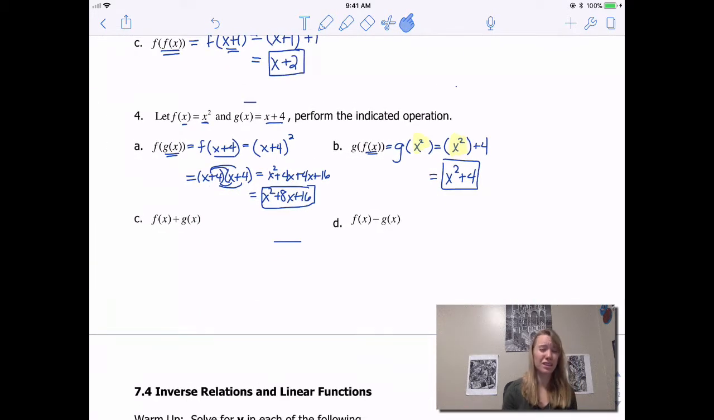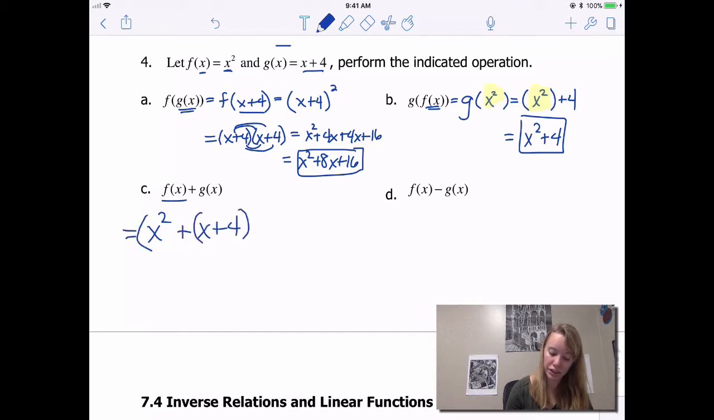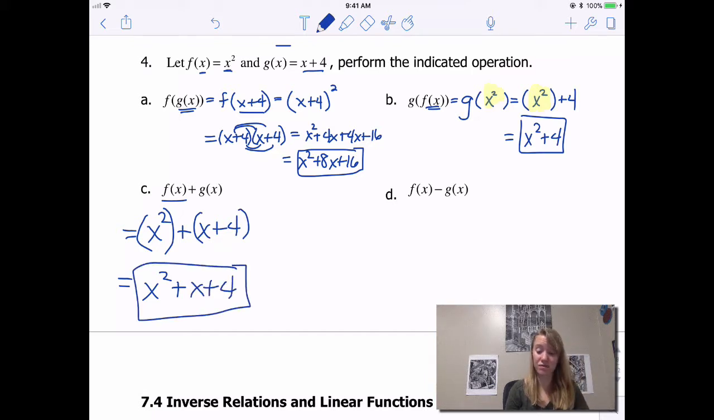Okay, so those are usually the tougher ones when you're just starting out practicing. So definitely look at those practice problems. But then just as a reminder of what we did last video, we have f plus g of x. F of x is x squared. G of x is x plus 4. I'm going to put parentheses around the two functions. But in this case, the parentheses don't really change anything. I get x squared plus x plus 4. I have no like terms, so I can leave it just like that.